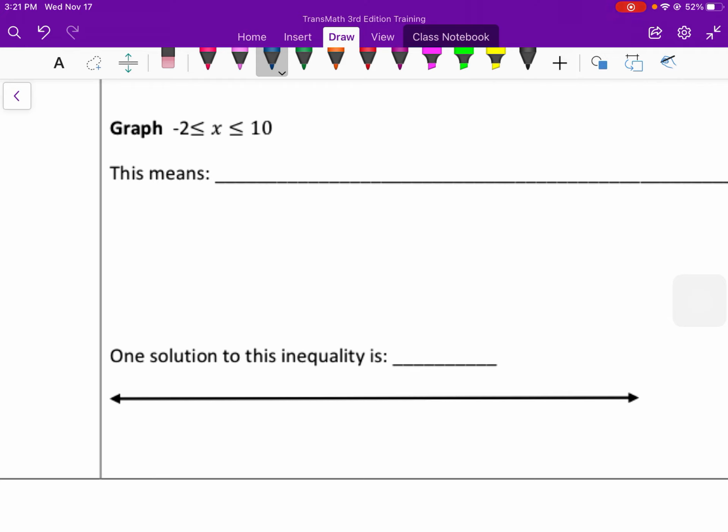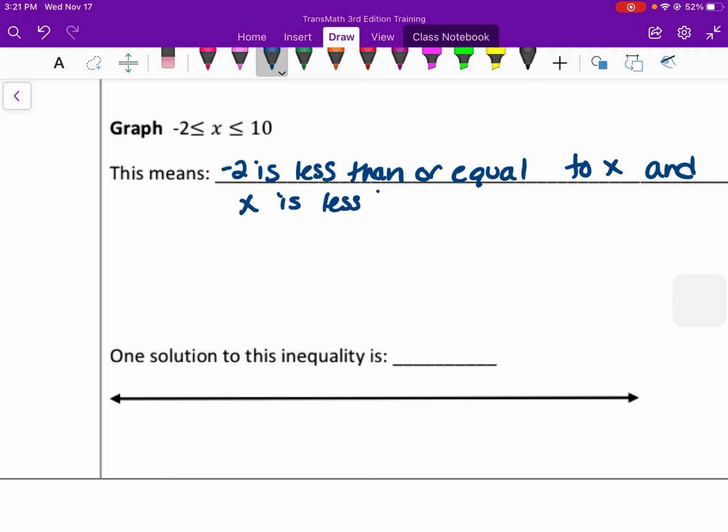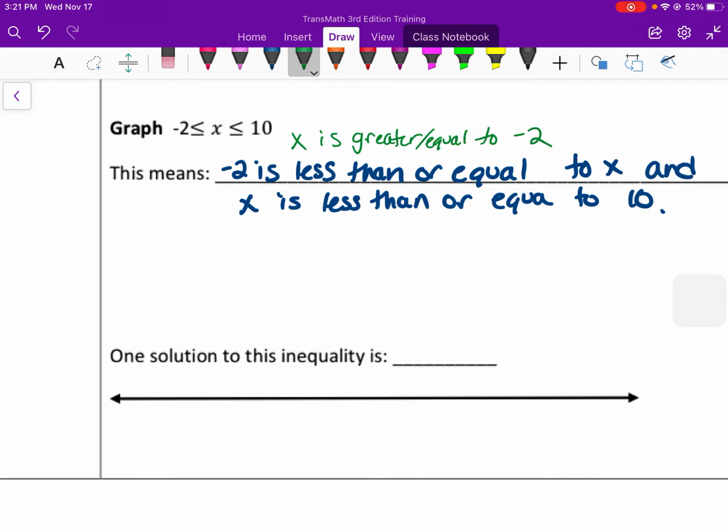And then review compound inequality. So this means that negative 2 is less than or equal to x, and x is less than or equal to 10. You could also read it from the inside out. Negative 2 is less than or equal to x is the same thing as x is greater than or equal to negative 2. So if you read it from the inside out, x is greater than or equal to negative 2 and x is less than or equal to 10. Basically, x is between negative 2 and 10.